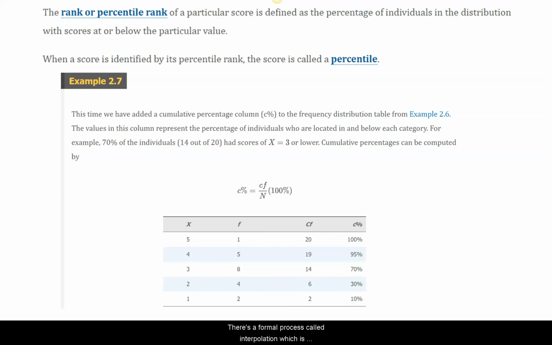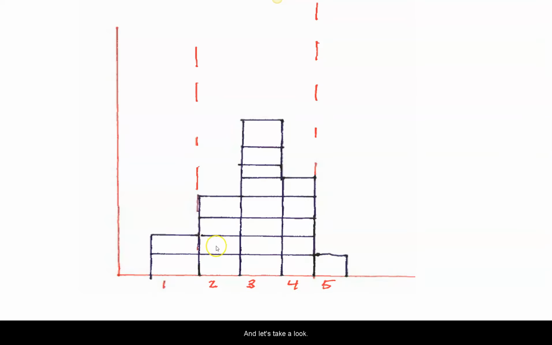There's a formal process called interpolation, but just reason through it in your head. Isn't 20 halfway between 10 and 30? Of course it is. And then it begs the question of what's halfway between 1.5 and 2.5? What is halfway between 1.5 and 2.5? Isn't it 2? And let's take a look.